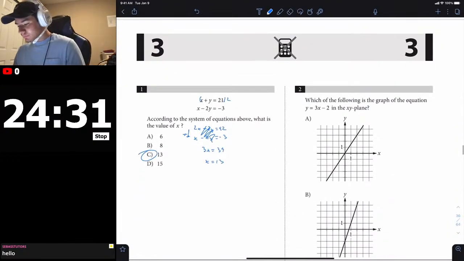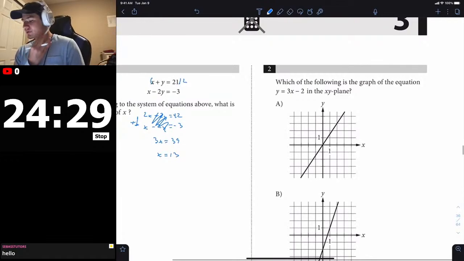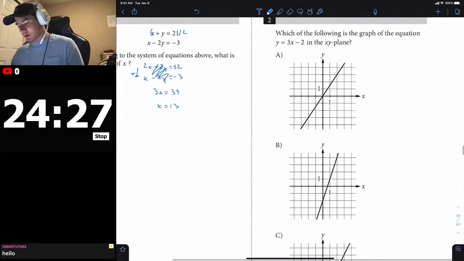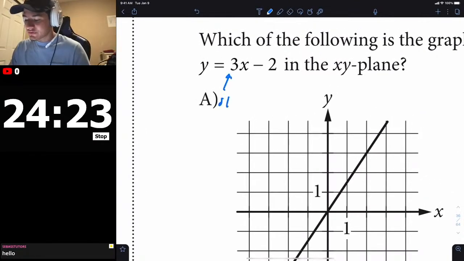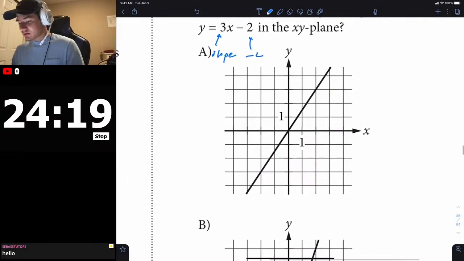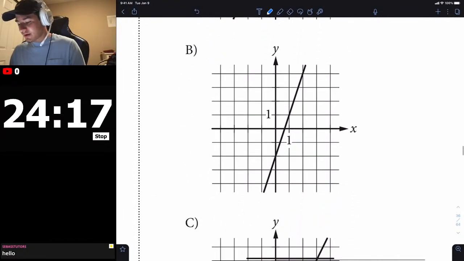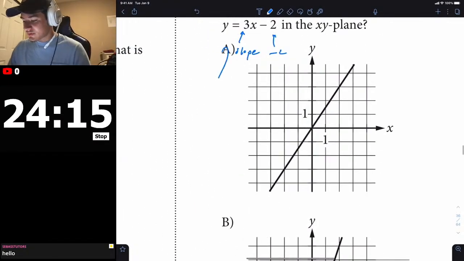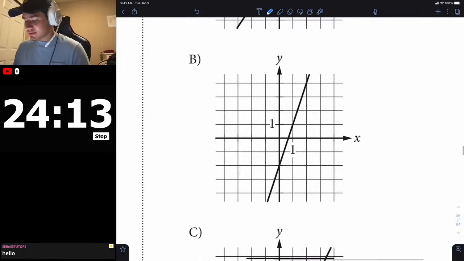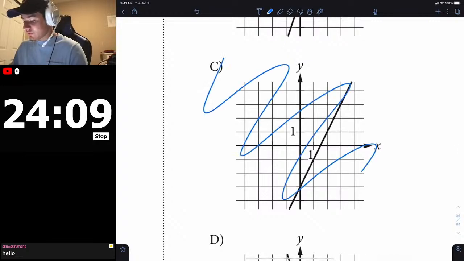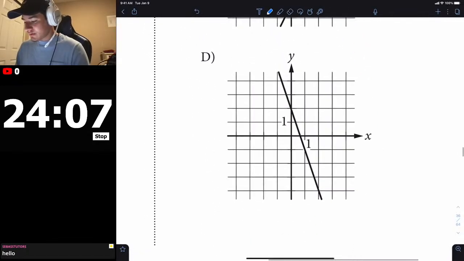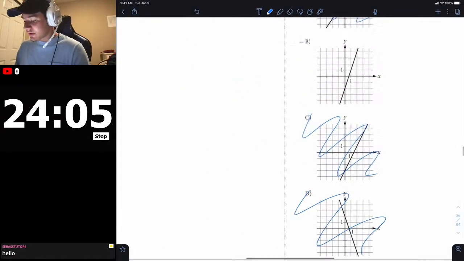Cool. Which of the following is the graph of the equation y equals 3x minus 2 in the xy plane? Alright, so we got a slope of 3, right? This is our slope, and a y-intercept of negative 2. So let's take a look. It has to intercept the graph at negative 2. This does not, so it's out. This does, so it's technically in. This is out, that's negative 3. And this is out because it's positive 2. So the only answer is B.